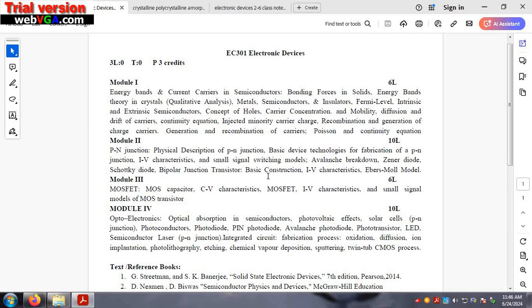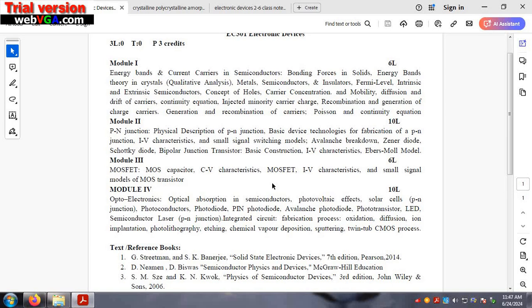material, that is an important one, that is BJT, bipolar junction transistor. Here you have to learn the basic construction, IV characteristics, Ebers-Moll model.